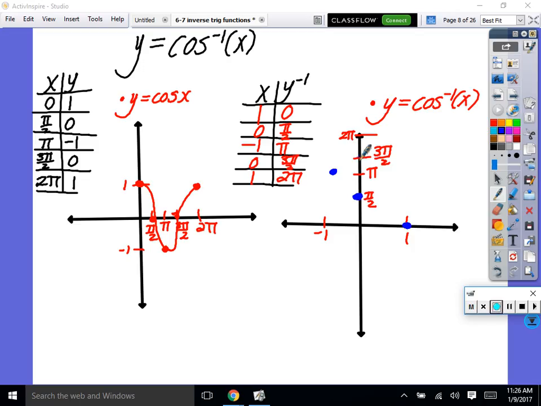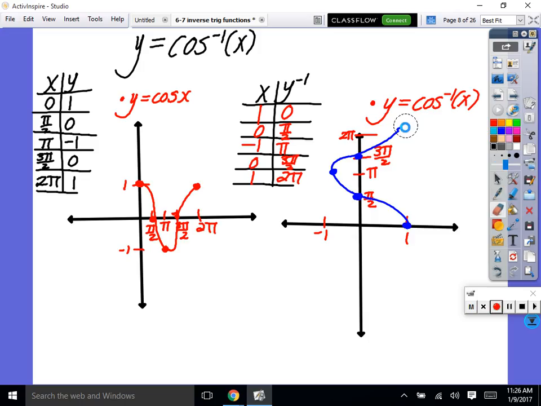Oh, there's our first issue, where all of a sudden we're not a function again. And then over 1, up 2 pi. So if we were to graph this, it looks like that. And it's not a function, so we're going to just restrict it. But remember, we could draw it and it would keep going. But we're going to restrict the domain of cosine so that it is a function.